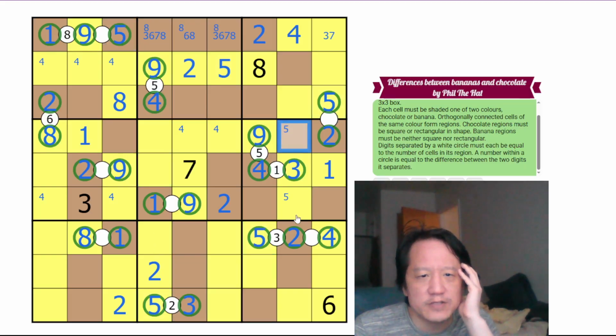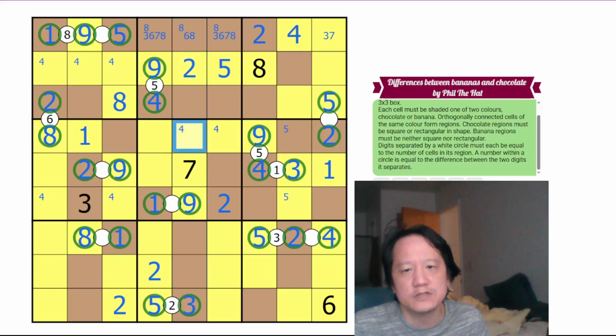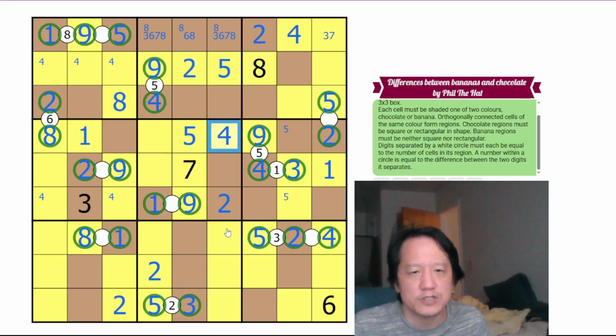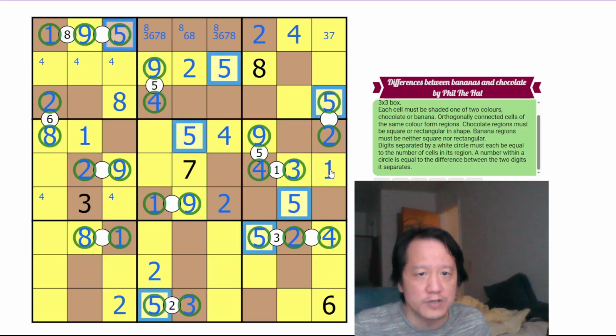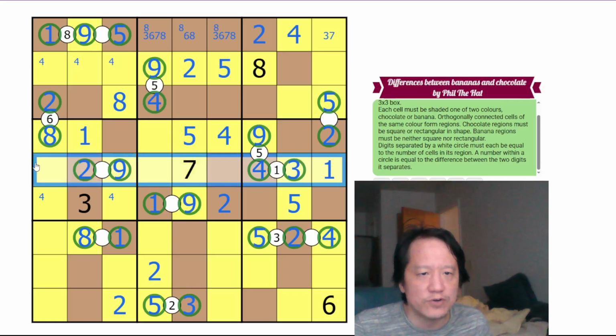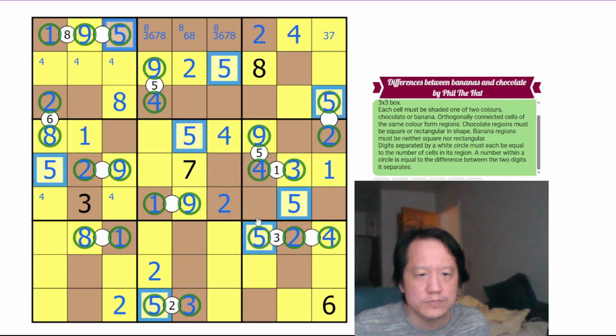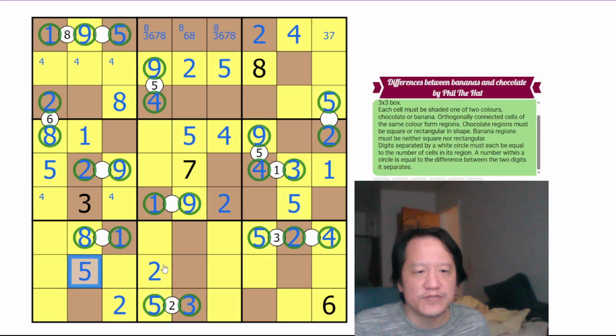5. 5 has to be one of those two. In column 5, 5 can't be here or here because of 5 is in the boxes, so 5 is there, which forces this to be a 4 there. 5 eliminates 5 there, so this must be a 5 here. Where's the 5 in row 5? Cannot be here because of 5's in the boxes, so it must be there. We have 8 5s now. We know where the last 5 is. It has to be there.